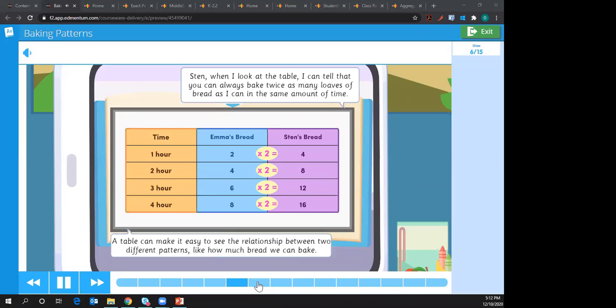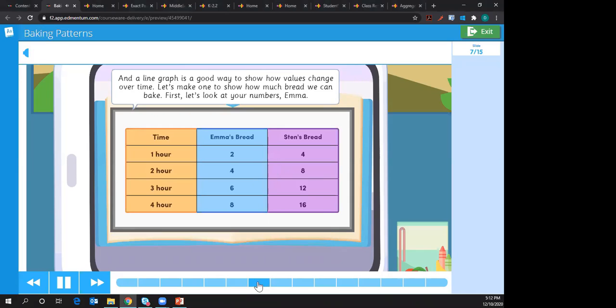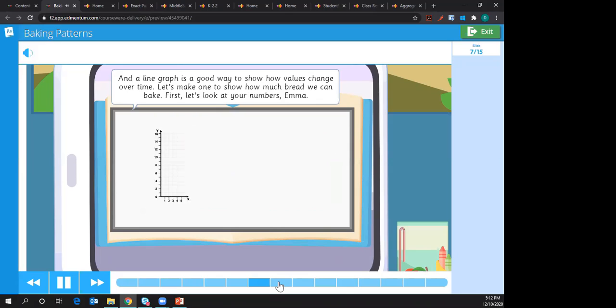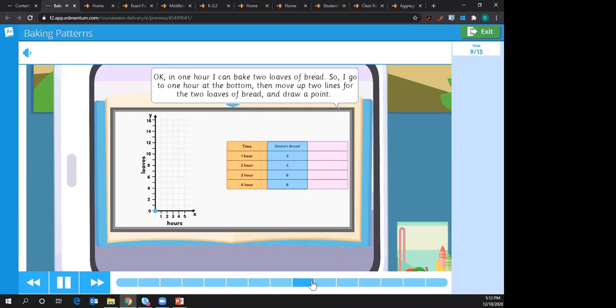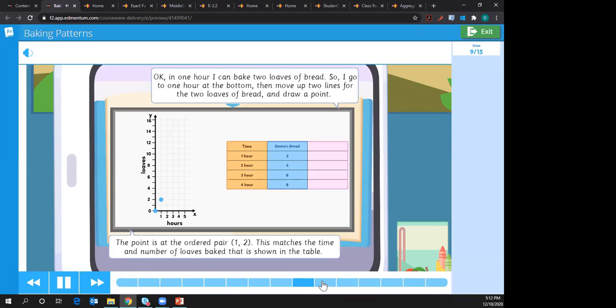A table can make it easy to see the relationship between 2 different patterns, like how much bread we can bake. And a line graph is a good way to show how values change over time. Let's make one to show how much bread we can bake. The horizontal axis shows the number of hours you will bake for, and the vertical axis shows how many loaves of bread you will bake. Okay, in 1 hour I can bake 2 loaves of bread. So I go to 1 hour at the bottom, then move up 2 lines for the 2 loaves of bread, and draw a point. The point is at the ordered pair 1, 2.